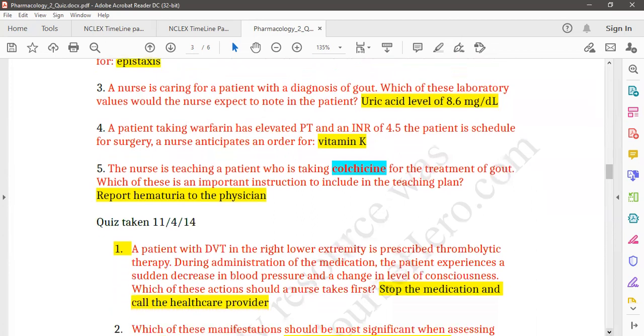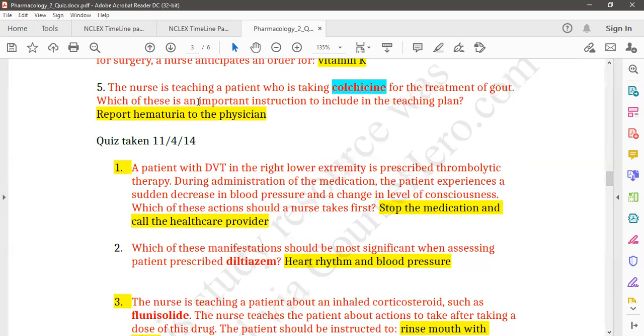Also, the patient is supposed to take vitamin K. Next question here. A nurse is teaching a patient who is taking colchicine. It is the anti-gout medication, used to treat gout. Which of these is the important instruction to include in the teaching plan? Report hematuria to the physician. So after taking this medication, if the patient has hematuria, meaning blood in the urine, we have to talk to the healthcare provider.